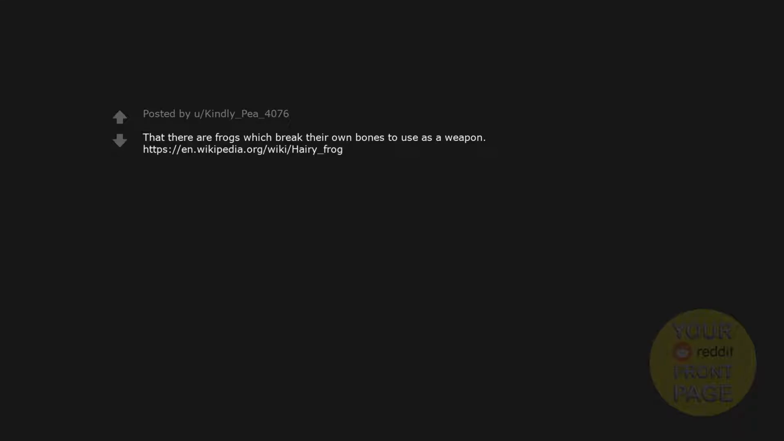That there are frogs which break their own bones to use as a weapon. That some birds lay an egg each day. Pink fairy armadillos exist. Hippos sweat red when they are upset.